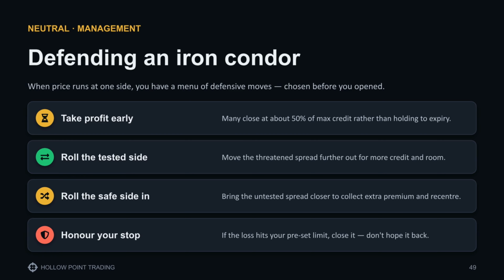When defending an iron condor, you should have a plan in place. Options include taking profit early at around 50% of the max credit, rolling the tested side to gain more room, rolling the safe side in to collect more premium, or honoring your stop if a loss limit is hit.